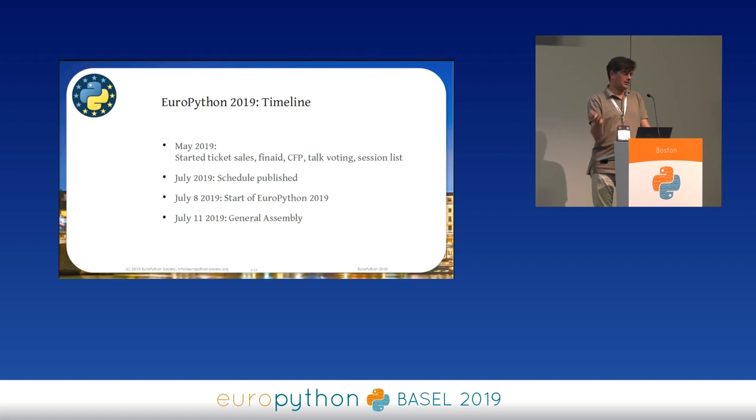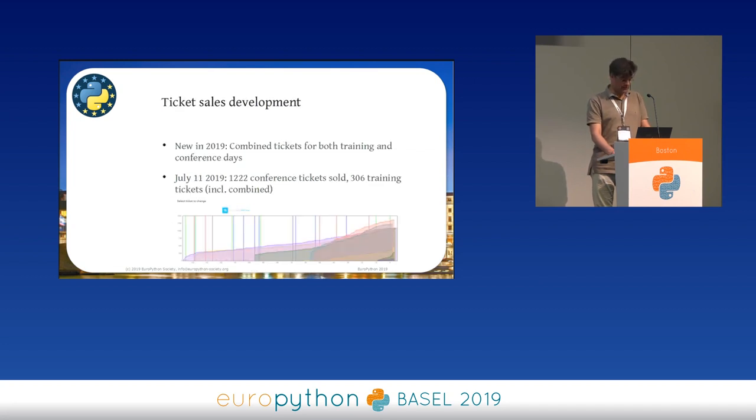Okay, I'm saying this now. Next year, you're going to hold me accountable for this, so it's better not to continue. Because lots of things can happen for various reasons, and maybe things get delayed again. So who knows? Anyway, on July 8th we start EuroPython, and now on July 11th, we have the General Assembly.